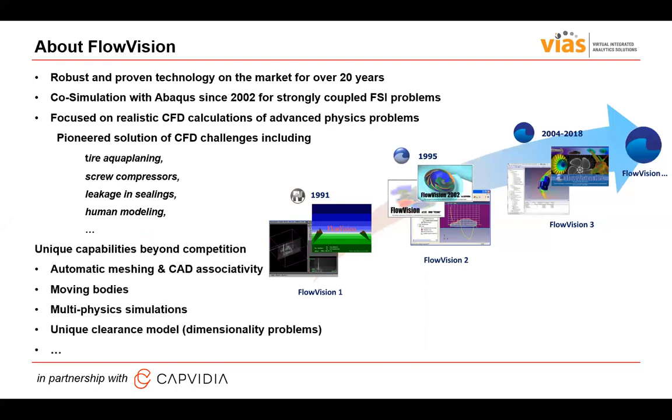To do all these challenging simulations, and most of the time advanced and multi-physics problems, there are several unique capabilities that bring FlowVision beyond the competition, which can be listed mainly as the automatic meshing and the CAD associativity, the moving bodies and their modeling, the approach for the multi-physics simulations, and the unique clearance or gap model addressing the dimensionality problems. So this is not the whole story, and considering all of these, I'll be trying to explain the approaches in the upcoming slides.